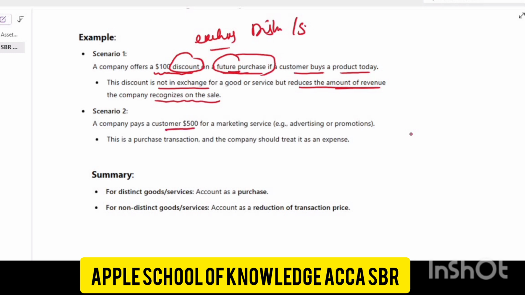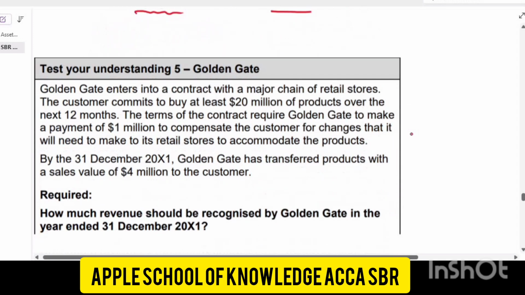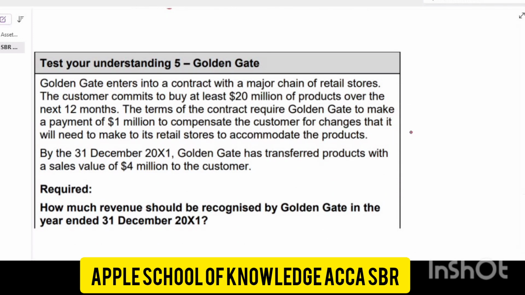Now if the company pays the customer $500 in marketing services like advertising or promotion, that will be considered a purchase transaction, because the company will receive the marketing services and that should be treated as an expense. Okay, so distinct goods or services will be accounted for as a purchase. Non-distinct goods or services should be deducted from the transaction price. Clear?